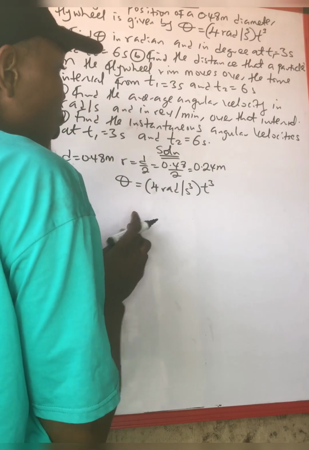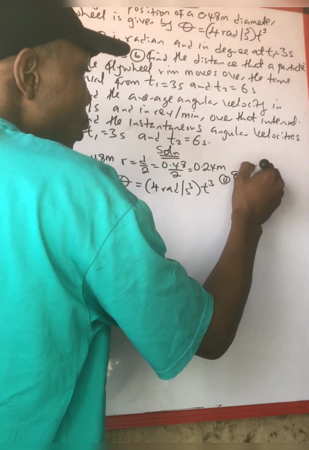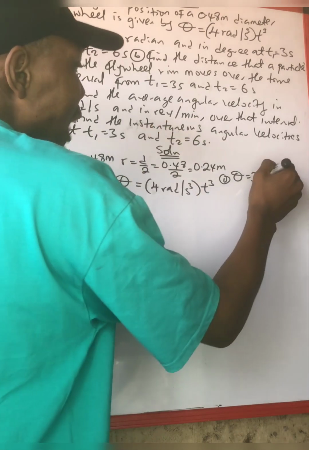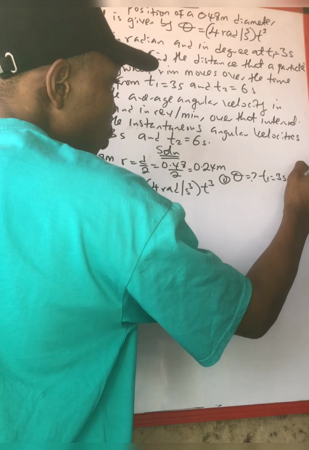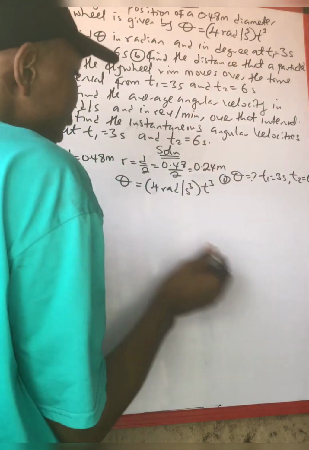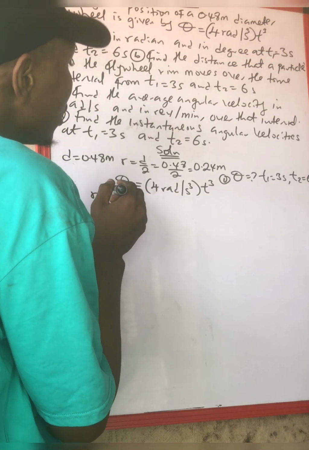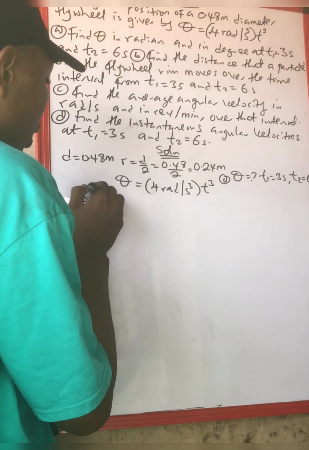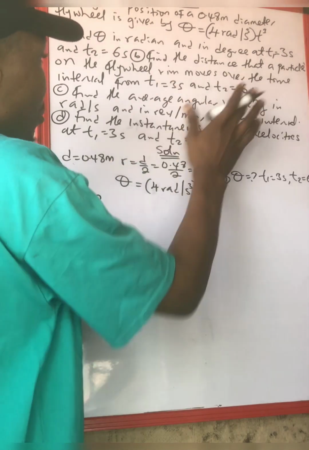And in question number 1, we're asked to find theta. So we have to look for our theta at t1 equals 3 seconds and t2 equals 6 seconds. We are also asked to look for the distance. Distance is stated as s. So we are looking for our s in question number 2, between the time interval.